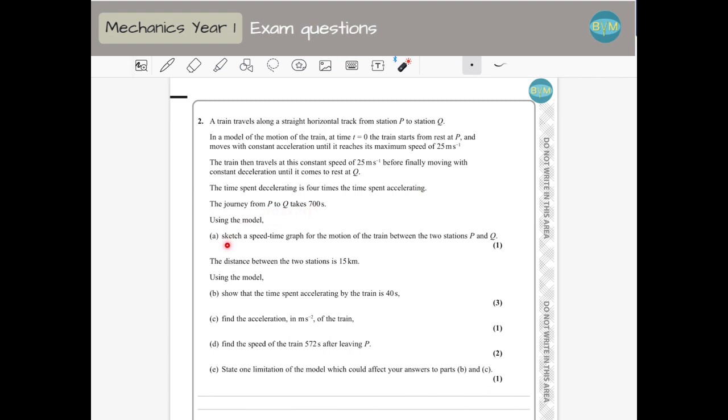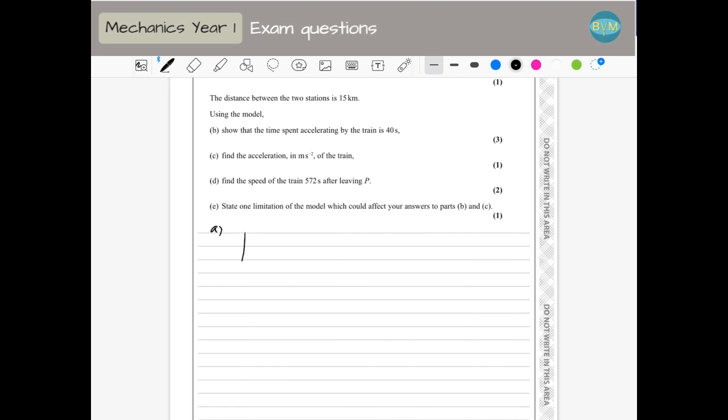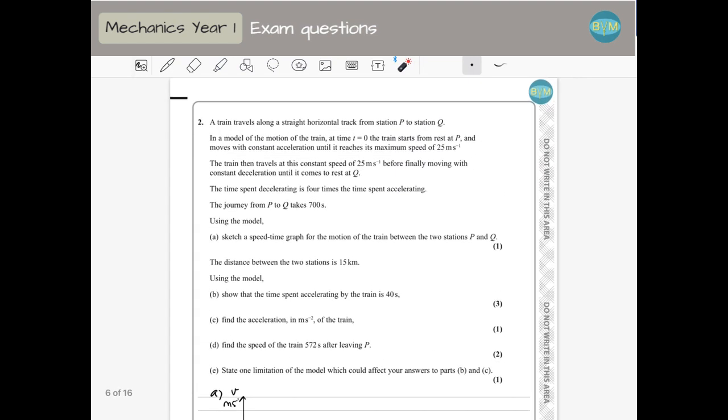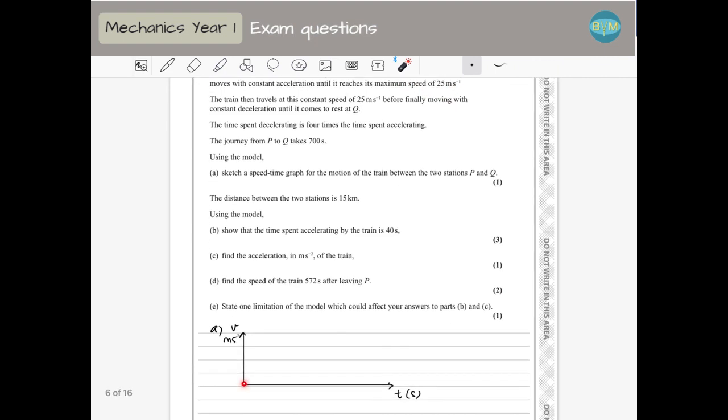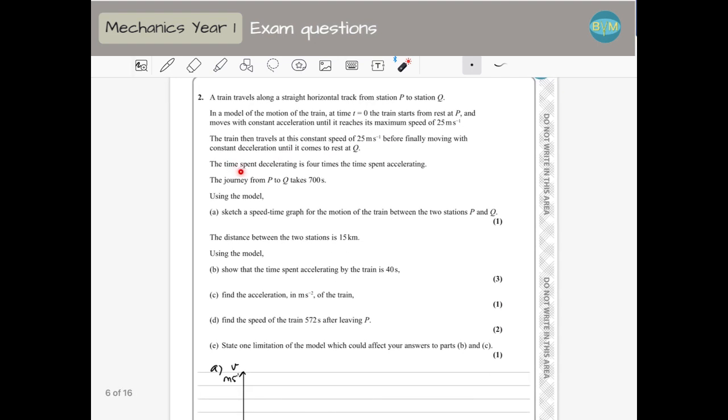So the first thing we have to do is sketch a speed time graph for the motion between P and Q. So let's see what we know. We represent the axes, velocity and time, and this is meters per second. They say it accelerates until, so it starts from rest, so I'm going to start here, accelerates up to 25 meters per second, then stays at that constant velocity and then decelerates, and the time spent decelerating is 4 times the time spent accelerating.